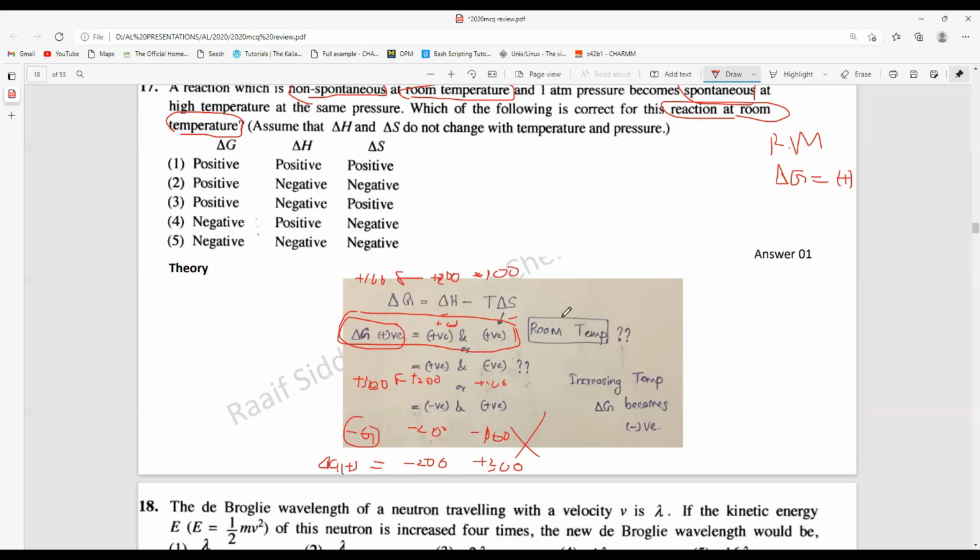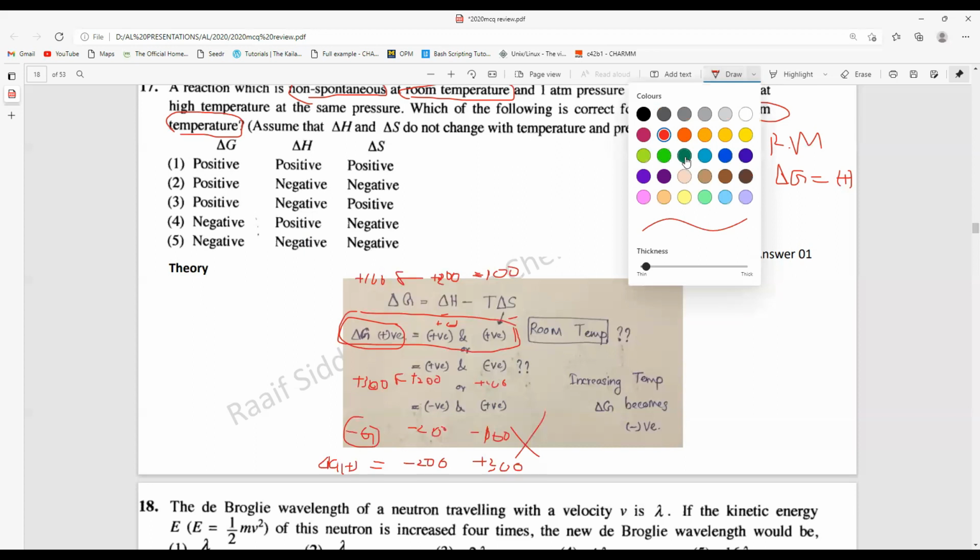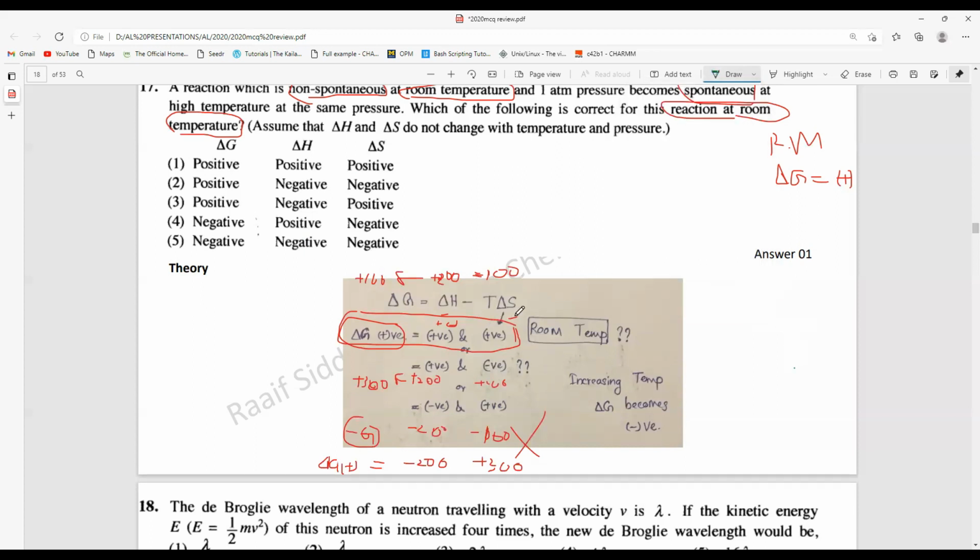So the cases that give you a positive delta G would be this one first, which gave us plus 100, and this one, and this one. So there are three cases. Now what we need to check is when you increase the temperature, this delta G value should reverse to give a negative value.